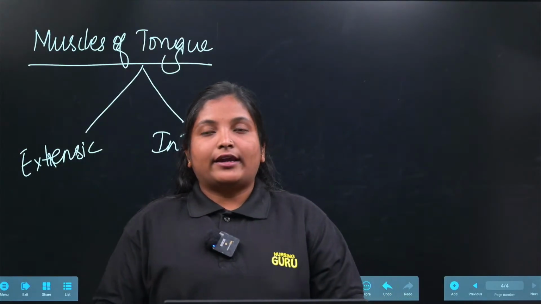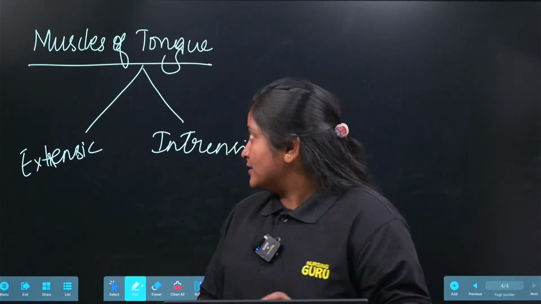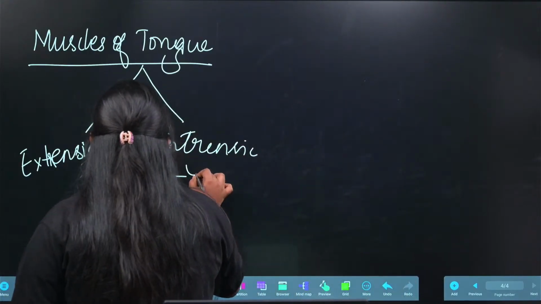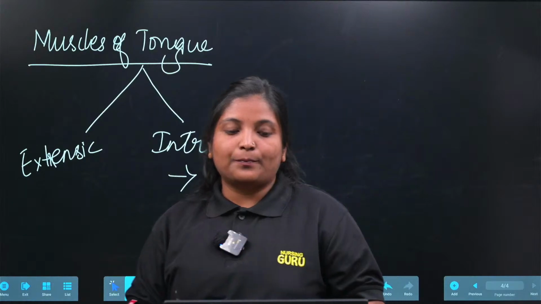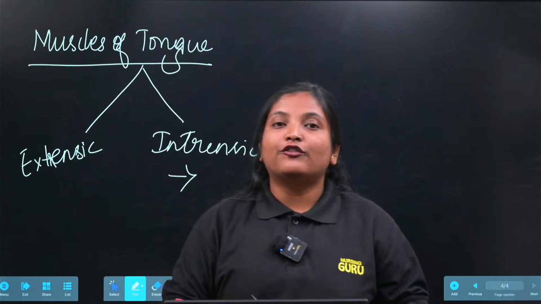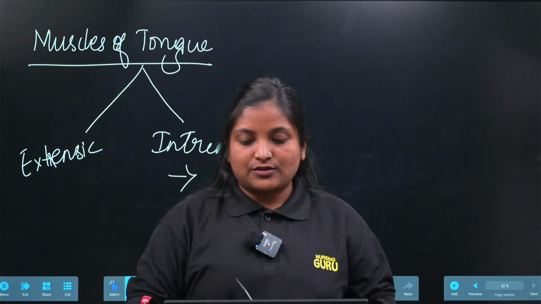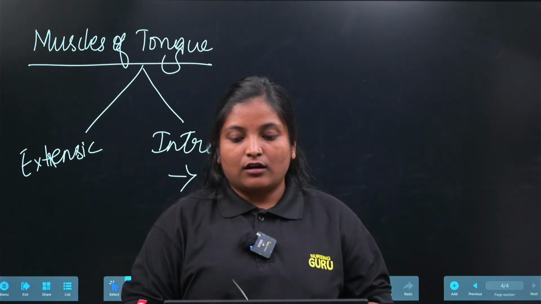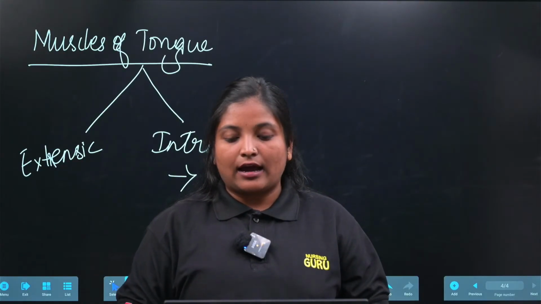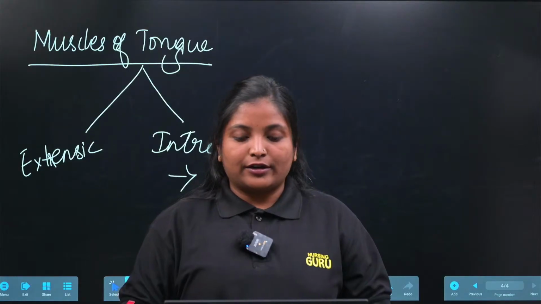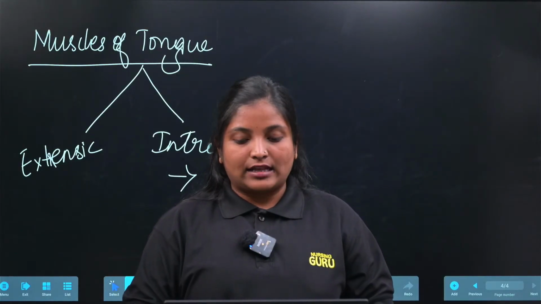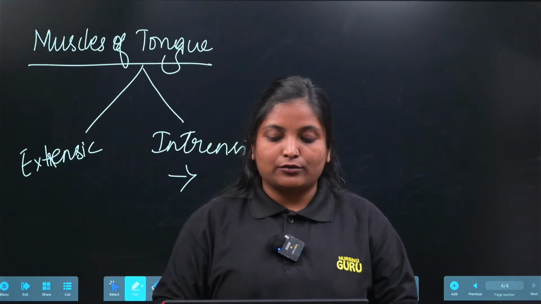Now we can see the intrinsic muscles: superior longitudinal, inferior longitudinal, transverse and vertical muscles.